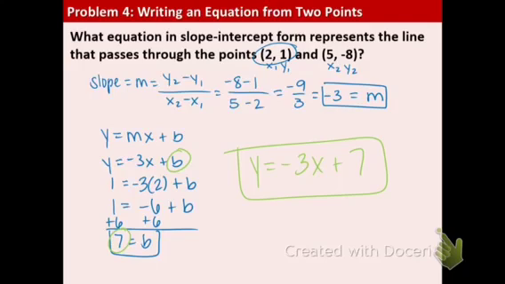So let me just recap. Step 1 was to find the slope. Step 2 was to find the y-intercept, and the way that we did that was plug in the slope and plug in the easier point of the 2 and find the b. And the last step is just plug in the m and the b for the slope-intercept form and call it done.